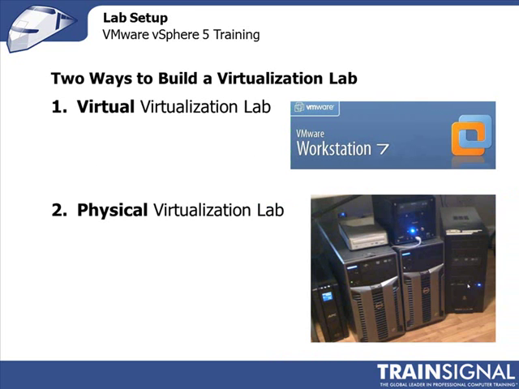There are really two ways to build a virtualization lab. The first way would be to create a virtual virtualization lab using either VMware Workstation or VMware Fusion. With these options, you're running ESXi as a virtual machine on your existing Windows or Mac OS desktop or laptop system. The second way would be to build a physical virtualization lab. In other words, use real hardware and real servers to install ESXi on. And of course, there are pros and cons to each of these different options.